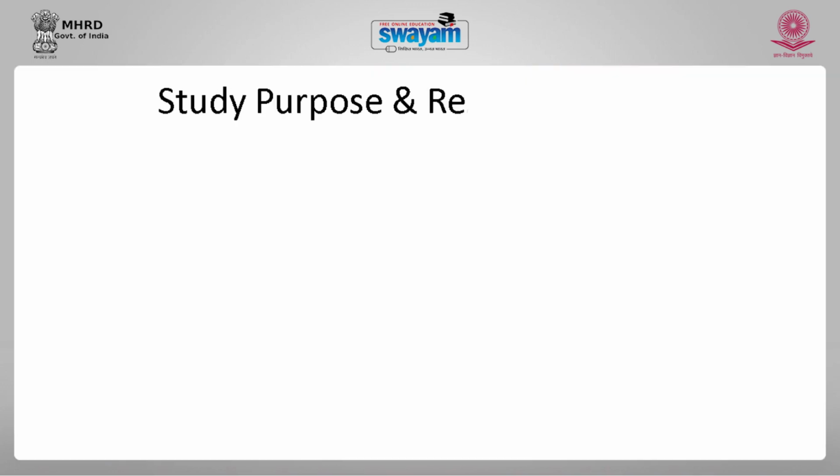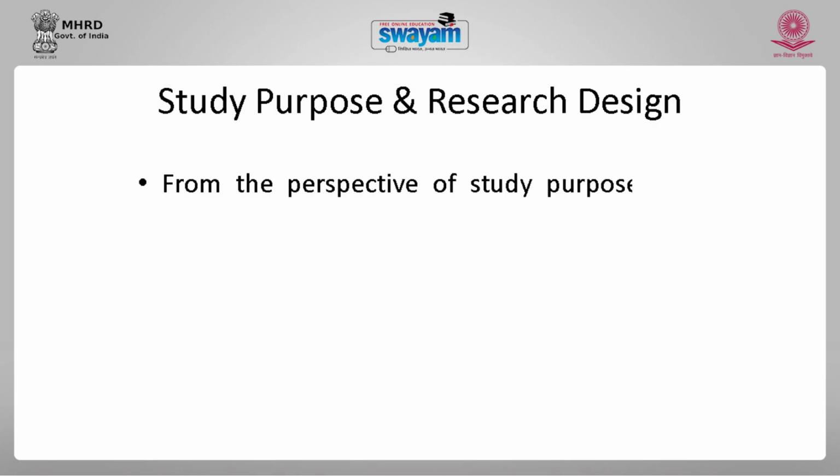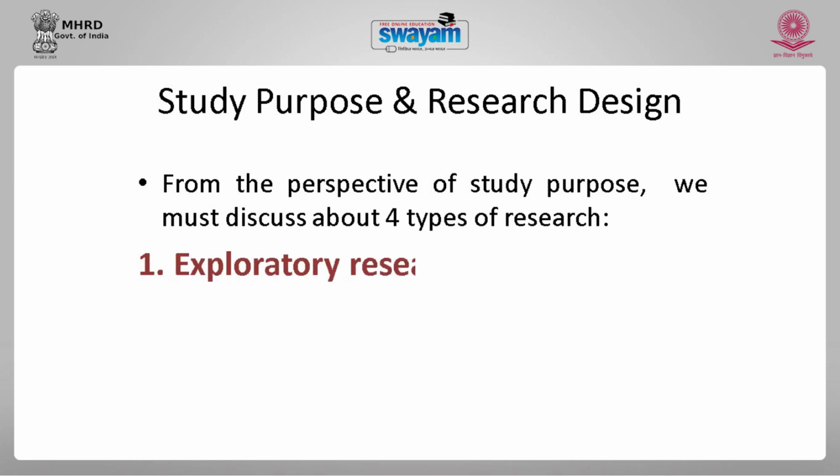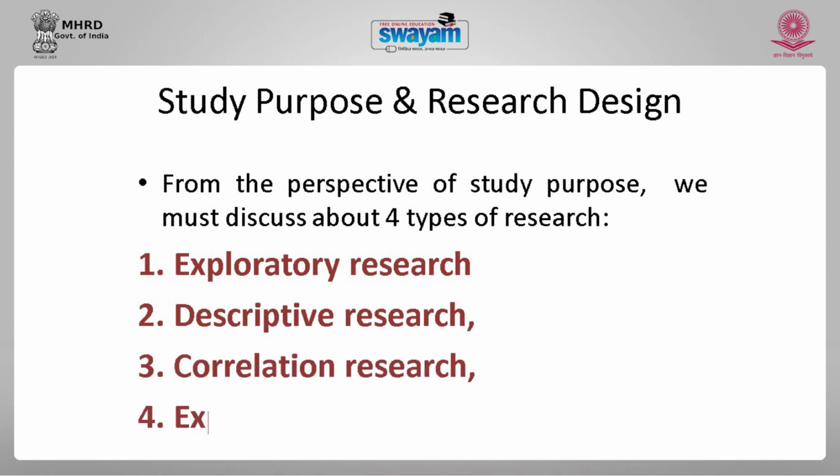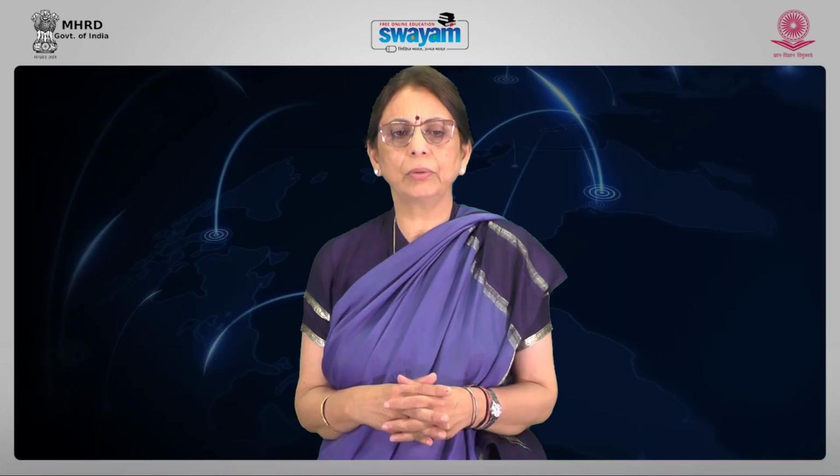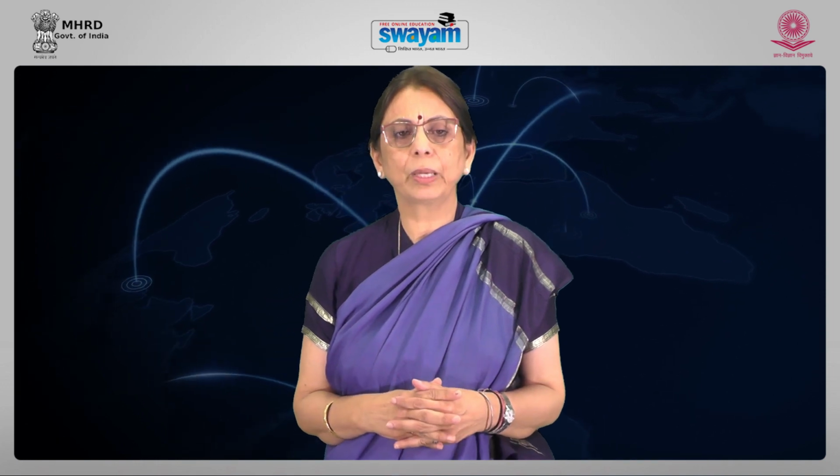Now, let us look at the study purpose and the design. From the perspective of study purpose, we must discuss 4 types of research. One is exploratory research, second is descriptive, third is correlation, and fourth is explanatory research. Now, let us look at each one of them one by one.